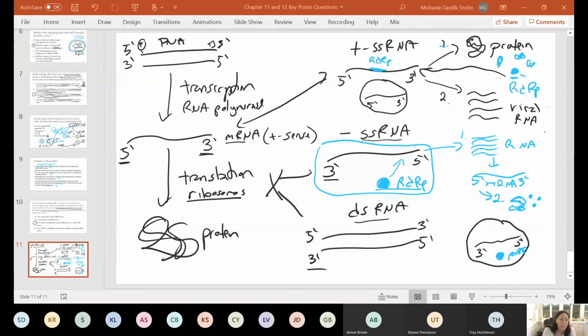Okay, so I got a question here about what happens with the double-stranded RNA. The same thing. So I just used the negative sense in the picture, but the same exact thing that I drew for the negative sense will happen with the double-stranded RNA. It's just a little bit more complicated to draw since there's two strands, but conceptually the same thing's happening. The RDRP would replicate it. We would end up with some versions that were 5' to 3', and then those would go ahead and be translated.